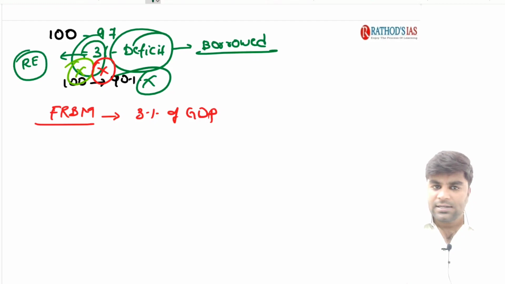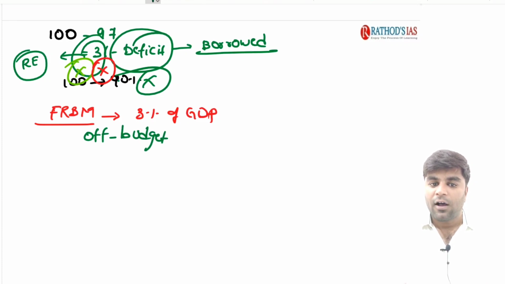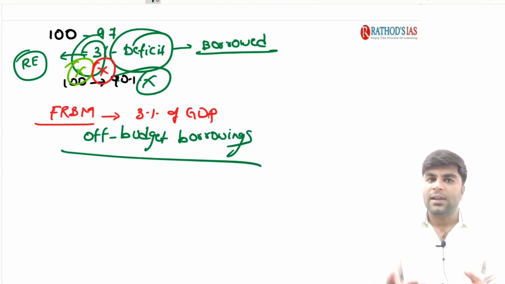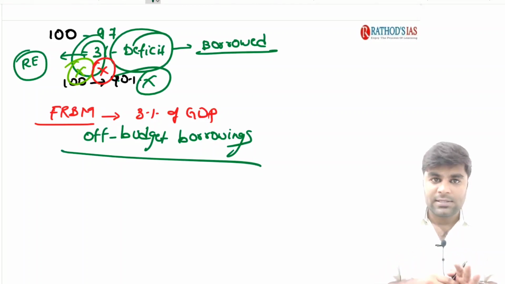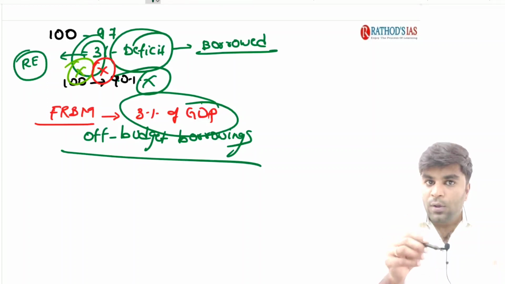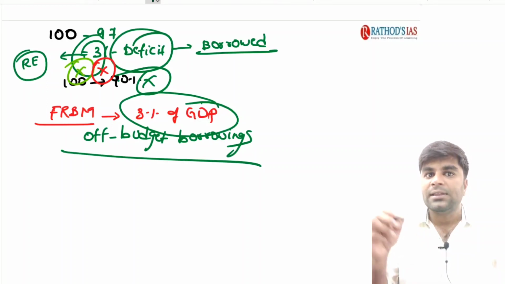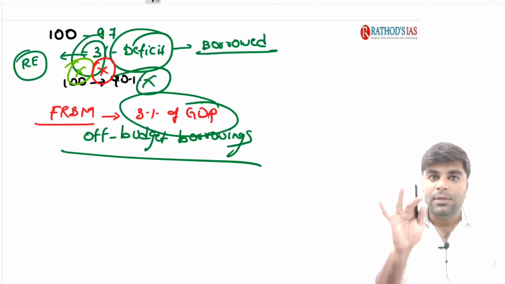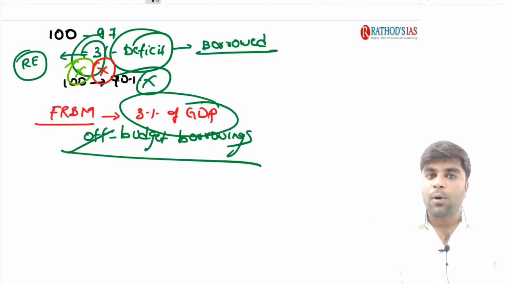However, the states are borrowing more and more money and making it expenditure. And these days, the states are going for more and more off-budget borrowings. Let me give an example, in an oral way. The FRBM Act calculates only the borrowings of the central government which are mentioned in the budget books. They are not going to track the off-budget borrowings.